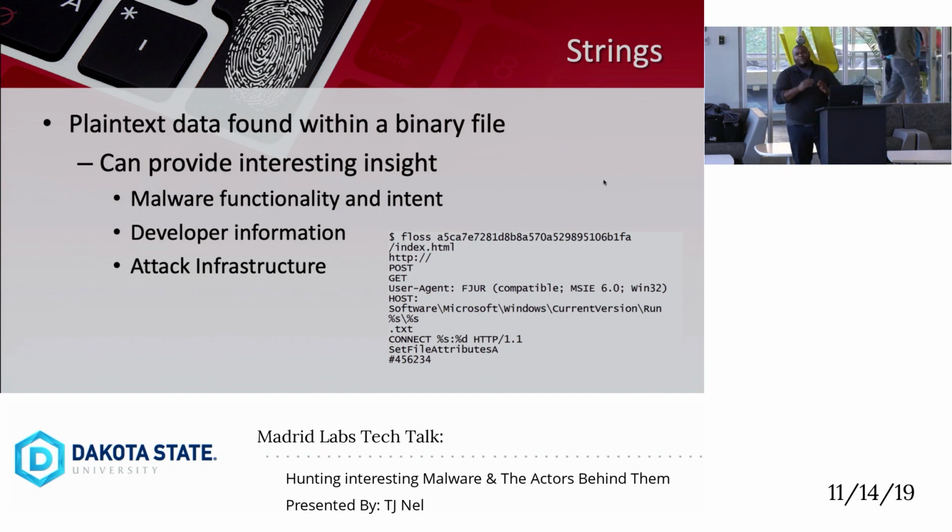So you can actually find different things like the C2s that they're calling out to, even user agents that they're using. If you see FJUR anywhere, then you know that's not a common user agent. So you can actually search and find other infections based off of that type of traffic.